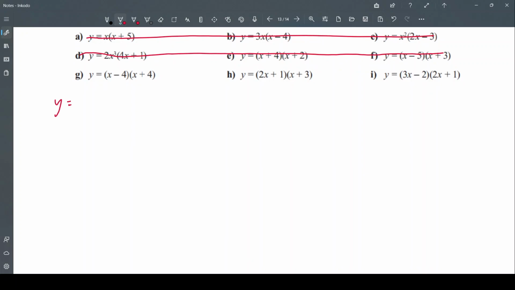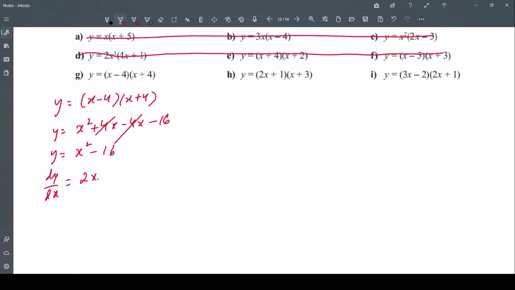So y equals x minus 4 and x plus 4. If I simplify it further, we'll get x square plus 4x minus 4x minus 16. The 4x terms get cancelled out, so we are just left with x square minus 16, because plus 4x minus 4x is 0. If I differentiate this with respect to x, I'll get only 2x, because differentiation of the constant 16 is 0. So this is part G.